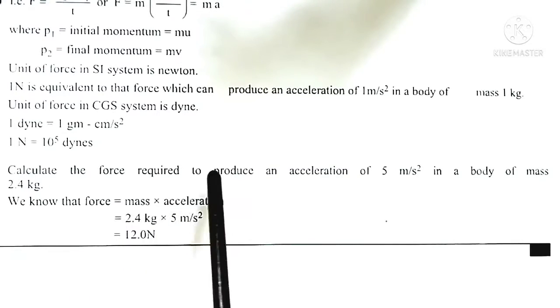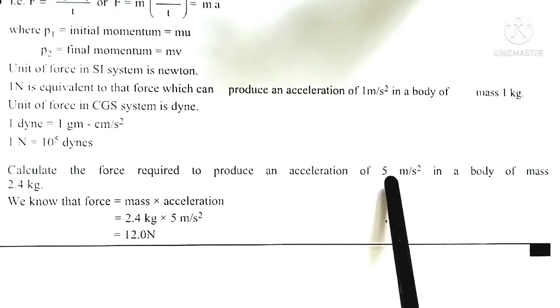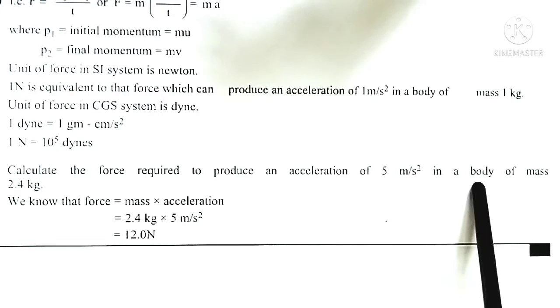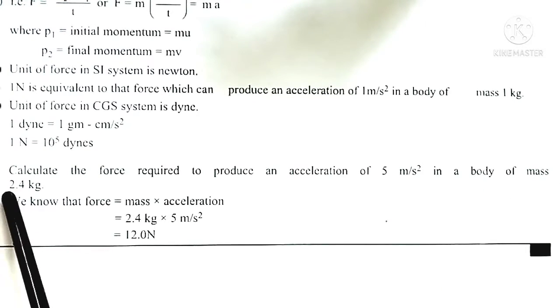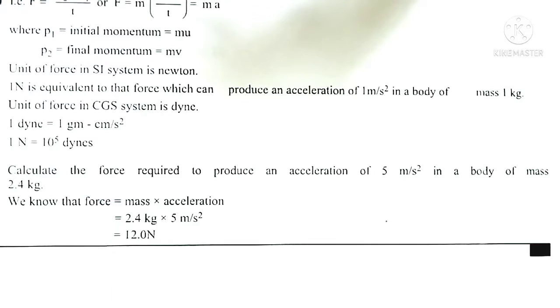Calculate the force required to produce an acceleration of 5 meter per second square in a body of mass 2.4 kg. Solution. We know that force is equal to mass into acceleration, that is 2.4 kg into 5 meter per second square, that is equal to 12 Newton.